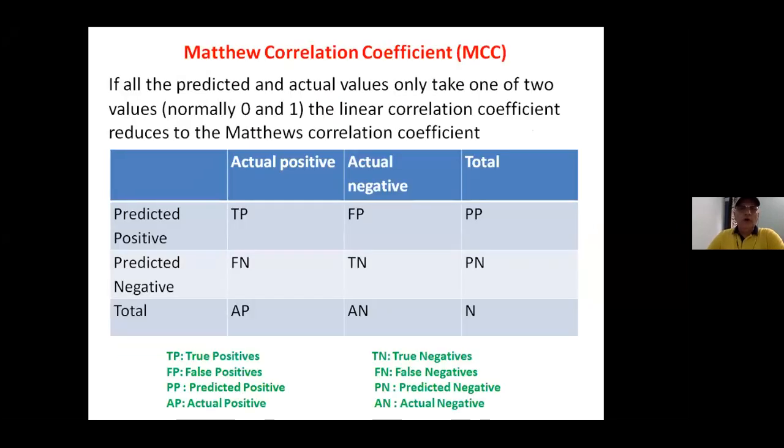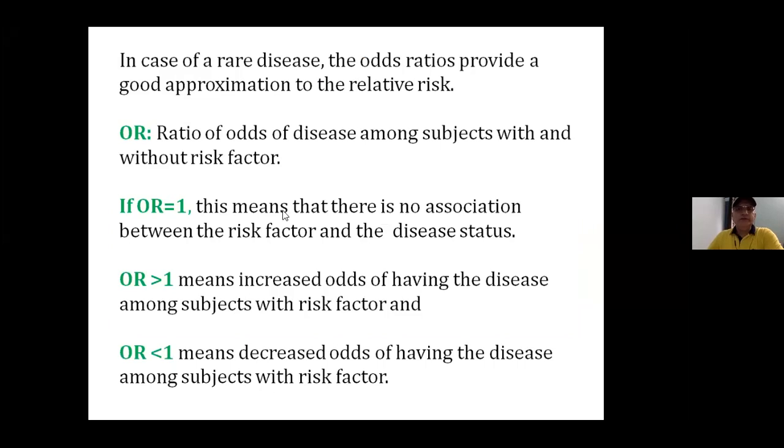Now if odds ratio is 1, that means there is no association. That means the males and females have an equal chance. But if odds ratio is more than 1, then females have more as compared to males. And if it is less, then it is the other way around. So that is the interpretation of odds.